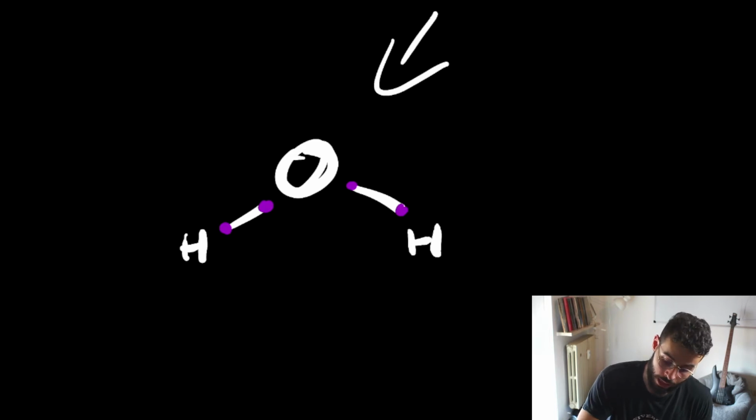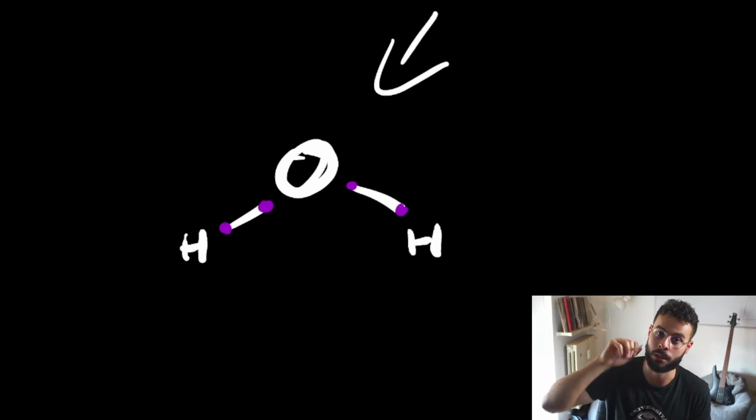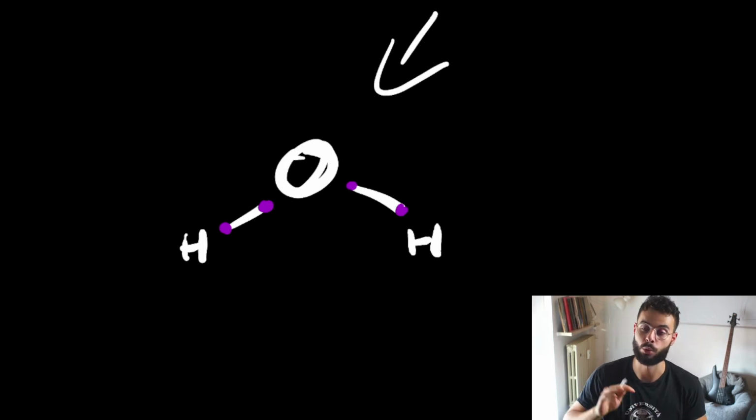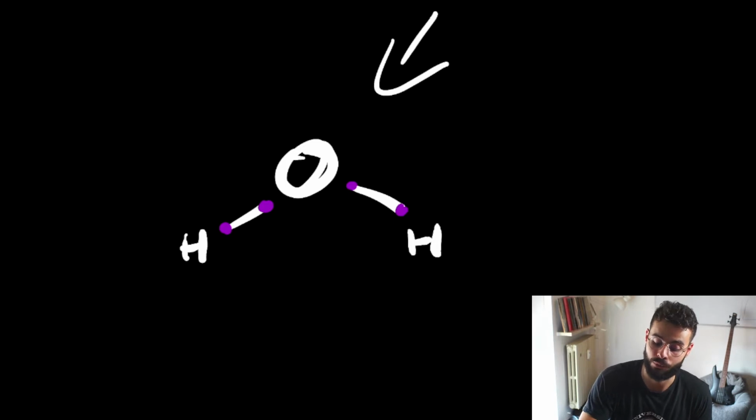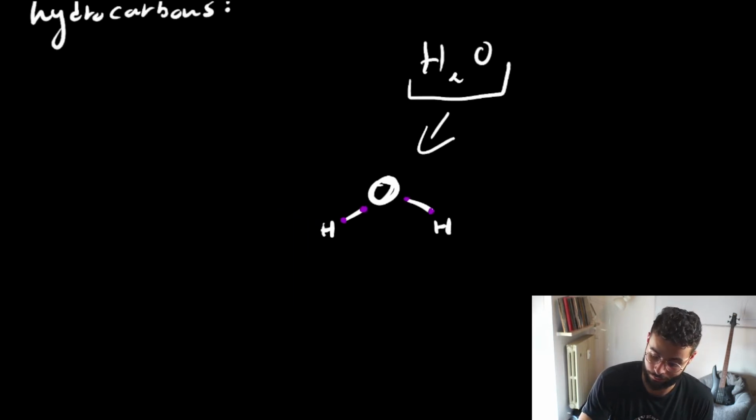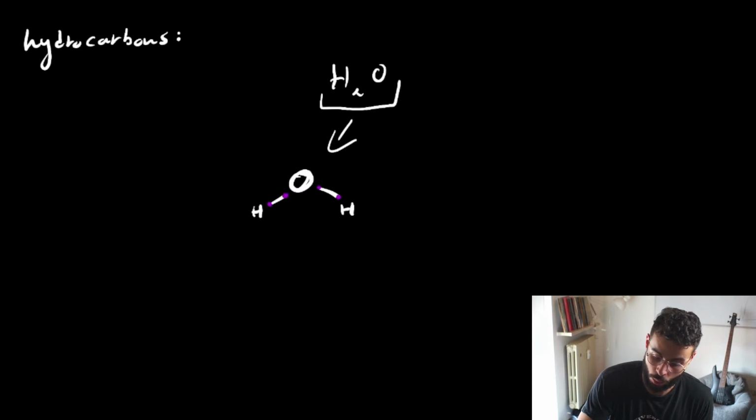And the dots I draw over here represent the pair of electrons that is being shared between the atoms in order to complete the octet, or the valence shell of electrons, of the hydrogen and the oxygen atom. So we understood this point.